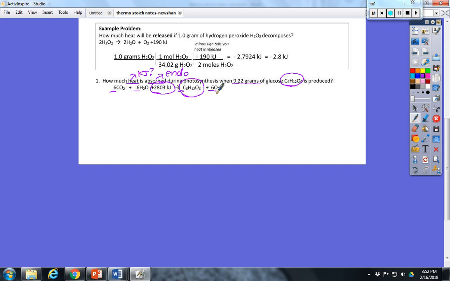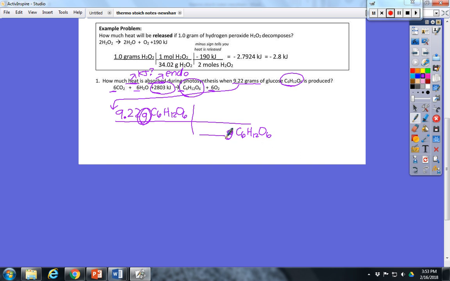So we always start a dimensional analysis problem with a number given in the problem, so 9.22. Let's make that decimal more significant. Grams of glucose. And I don't want grams anymore. So since I don't want grams anymore, I'm going to put that in my denominator. C6H12O6. And then now I've got to actually calculate my molar mass.